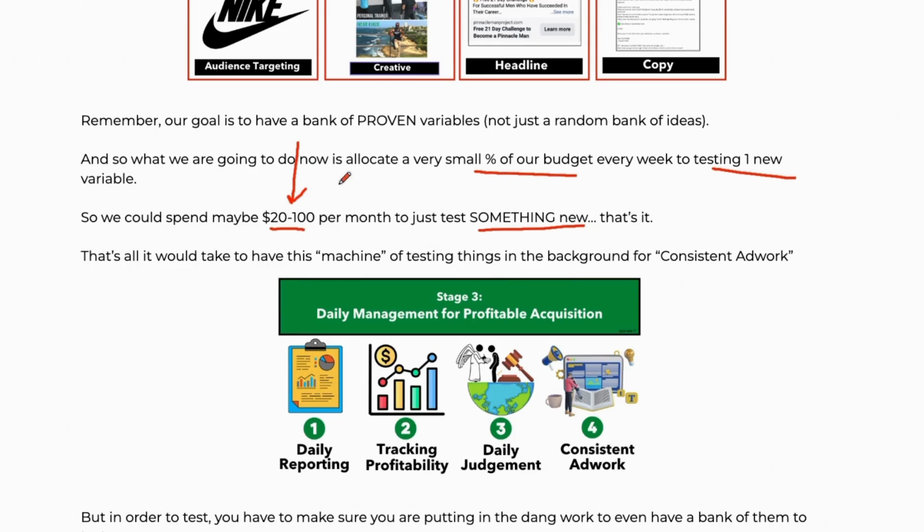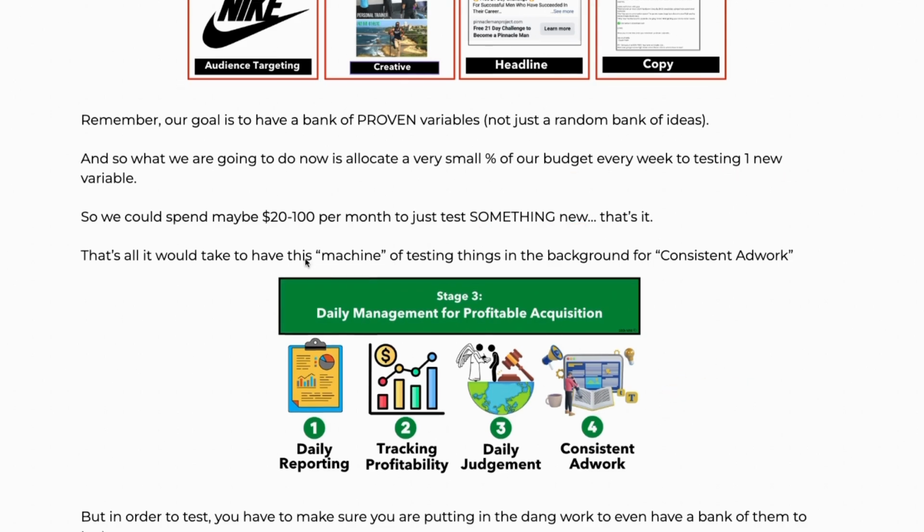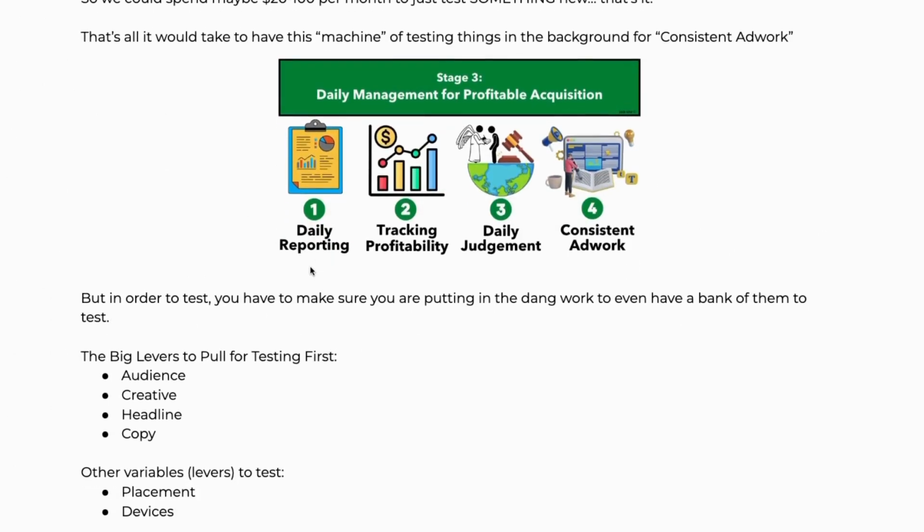But that's really what it would take to make sure that in the background you are doing that consistent ad work. But you're only going to be able to do that test to find the proven ones unless you are first doing the dang work that is required and actually build that bank up, right? And then in terms of bigger levels to test, you can always test out new audiences, new creative, headline, copy. There's other variables you can test as well, placement and devices.